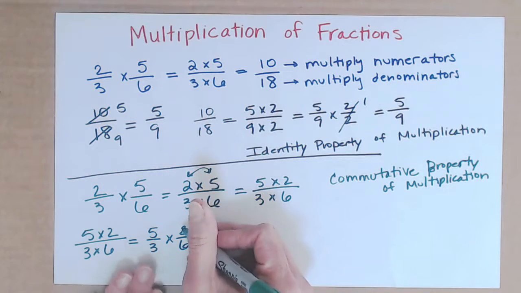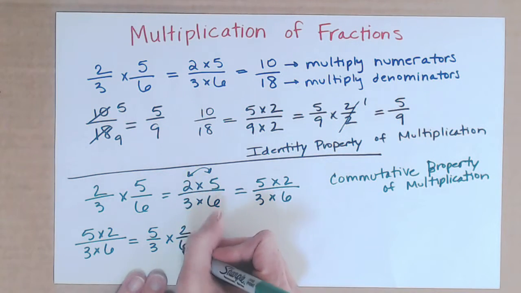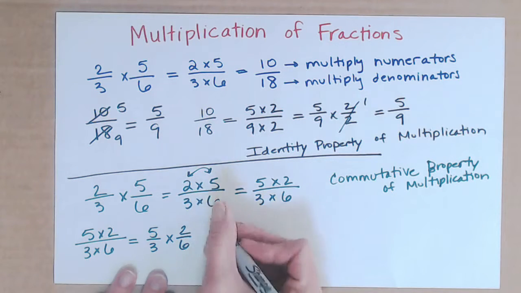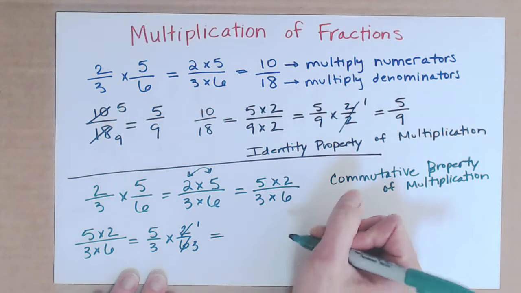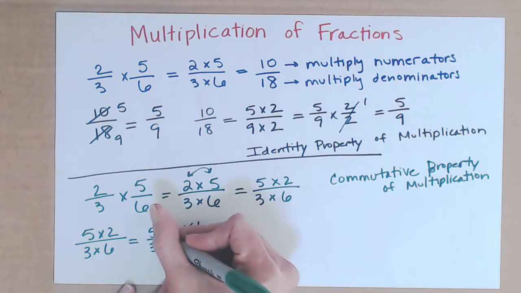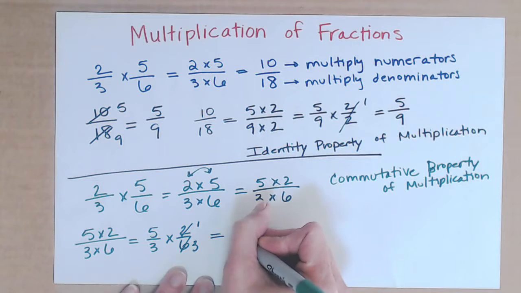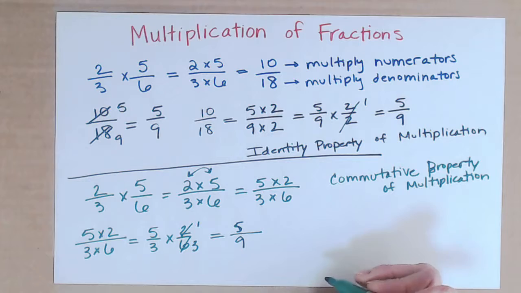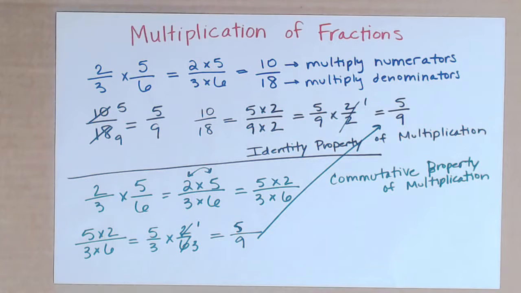Now we can see that there's common factors here. There's a common factor of 2 in 2 and 6. So this is really 1/3. So now we have 5 over 1, or 5 times 1, I'm sorry, which is 5, over 3 times 3, which is 9. So we have 5/9. Same answer as we got up there.